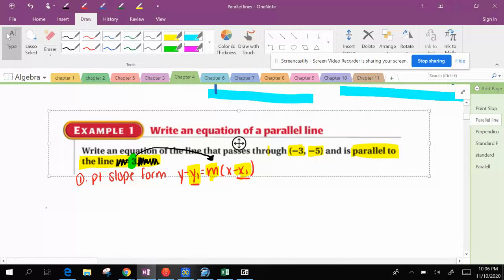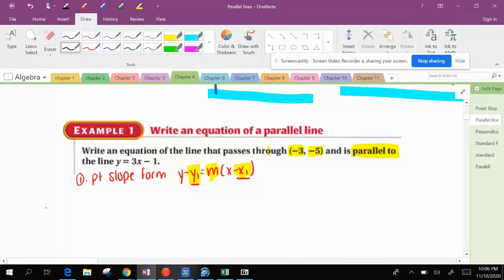So let me erase all the scribbling I just did. Yesterday I gave you a point and I gave you a slope, and you put it in here. Now I'm giving you a point and I'm giving you an equation. You just have to identify the slope. So two, plug in the point and the parallel slope. In this case, my parallel slope is 3.